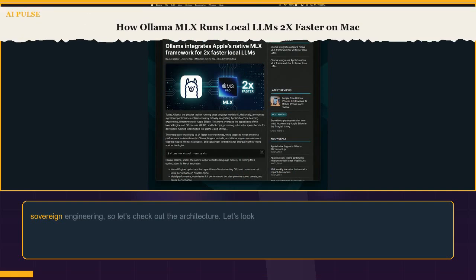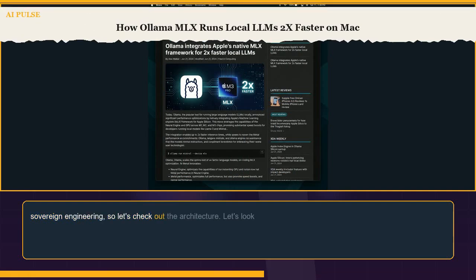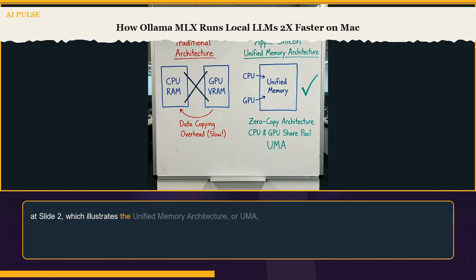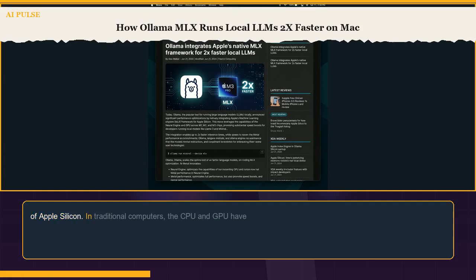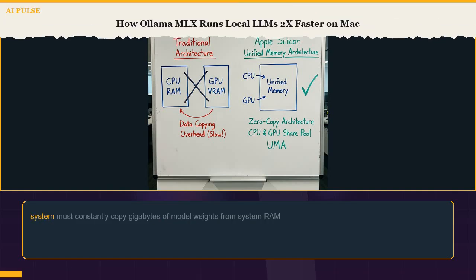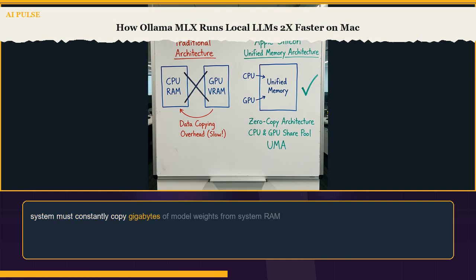Let's look at Slide 2, which illustrates the Unified Memory Architecture, or UMA, of Apple Silicon. In traditional computers, the CPU and GPU have separate pools of memory. Whenever a large language model runs, the system must constantly copy gigabytes of model weights from system RAM to GPU VRAM. This constant data transfer creates a massive bottleneck limiting inference speeds.